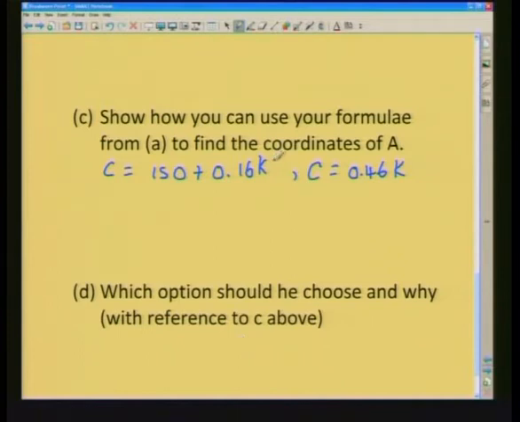To solve simultaneously, you call the one equation 1, the other equation 2. In this case, we're going to substitute. It doesn't really matter which way you go around because they both have C as the subject of the formula, so you can substitute 1 into 2 or 2 into 1. Either way, you're going to get 0.46k is equal to 150 plus 0.16k. In order to solve for k, take everything with a k over to the left-hand side.